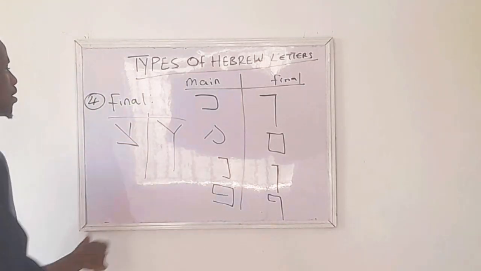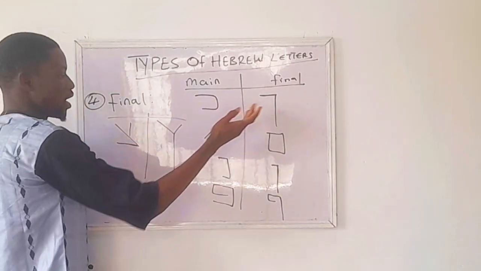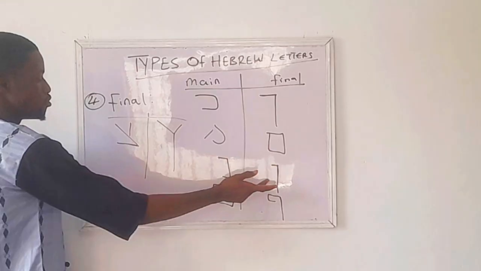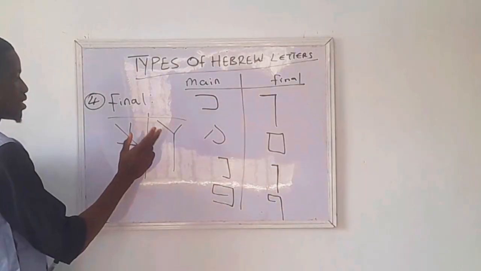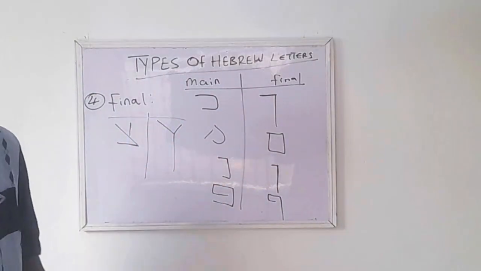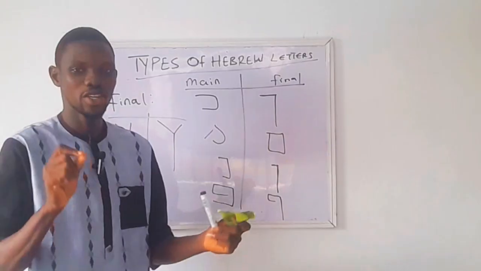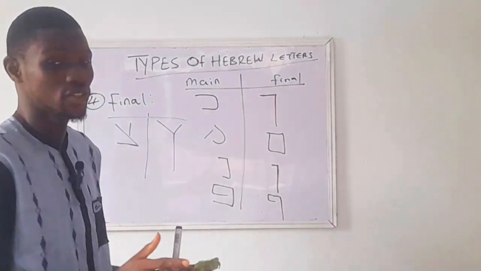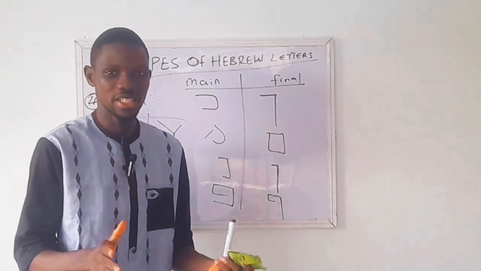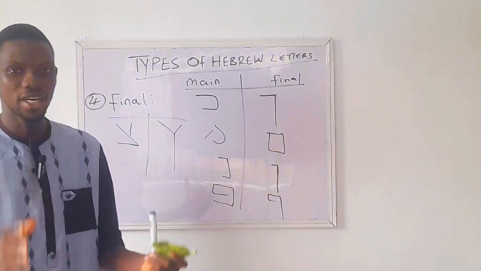Kaf, kaf, mem, mem, nun, nun, pe, pe, sad, sad. So these are the final letters. Remember that you can always get your handout. You will find everything in your handout. You can learn it better, get clarification, and practice them.